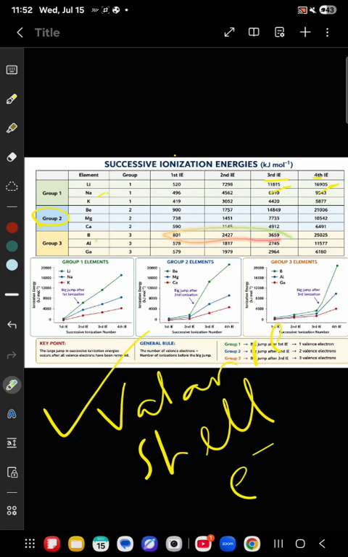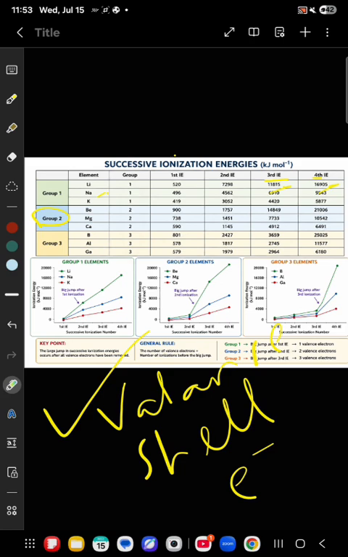Then the same thing for aluminium and gallium. There would again be a big jump from the third to fourth ionization energy. For gallium, again there is a big jump between the third and fourth ionization energy. So the point is, if your examiner gives you the successive ionization energies, you can predict how many electrons this element has in the outermost shell. And if you know the electrons in the outermost shell, you can tell the group number where the element could be present.